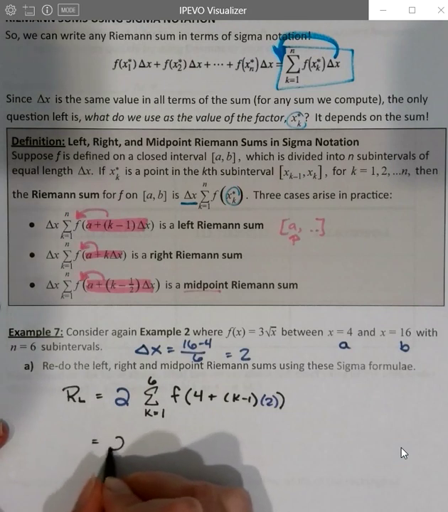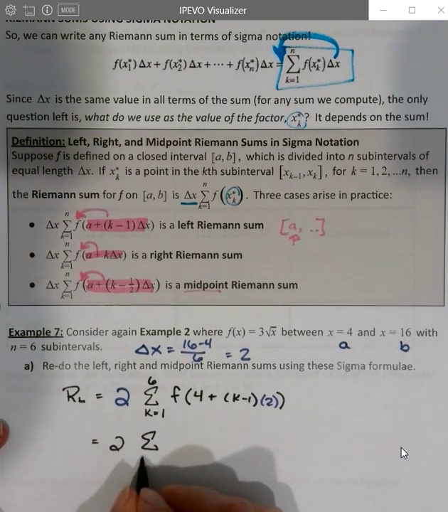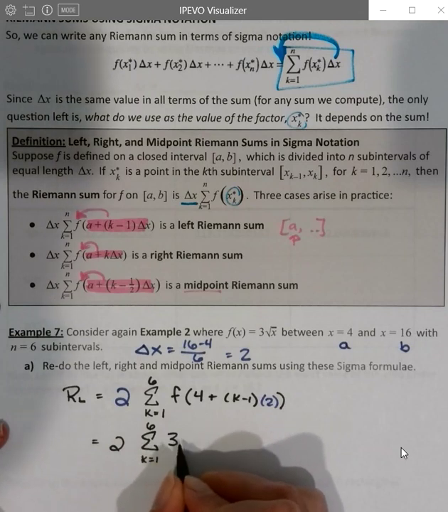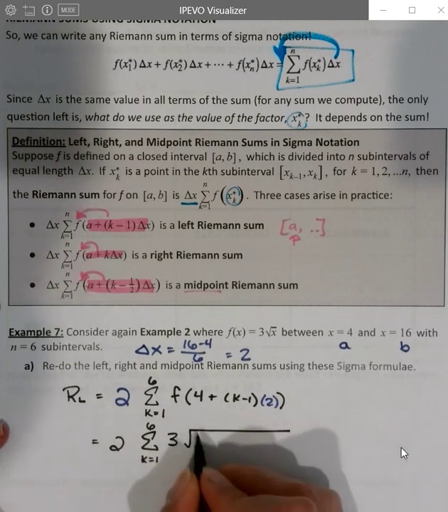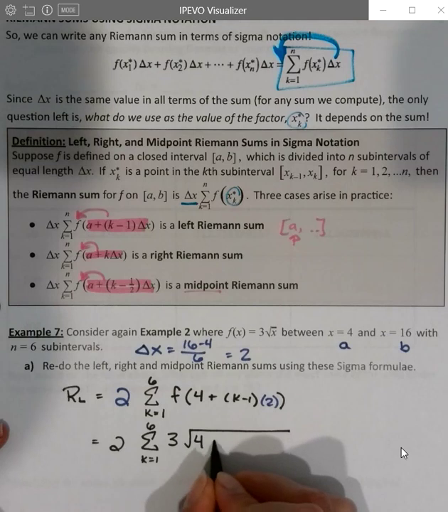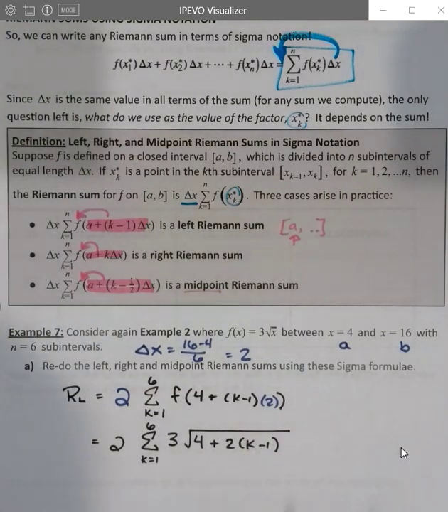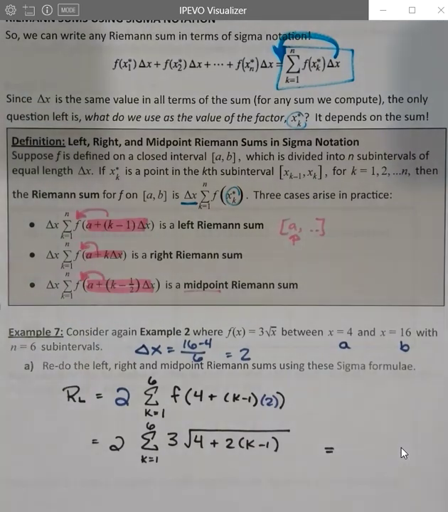So this is going to be 2 times the sum from k equals 1 to 6 of, the function is 3 times the square root of x, so 3 times the square root of 4 plus 2 times k minus 1. All right, that's the Riemann sum that we need to evaluate. We'll do the left one, and then we'll go back and write the ones for the right and mid.